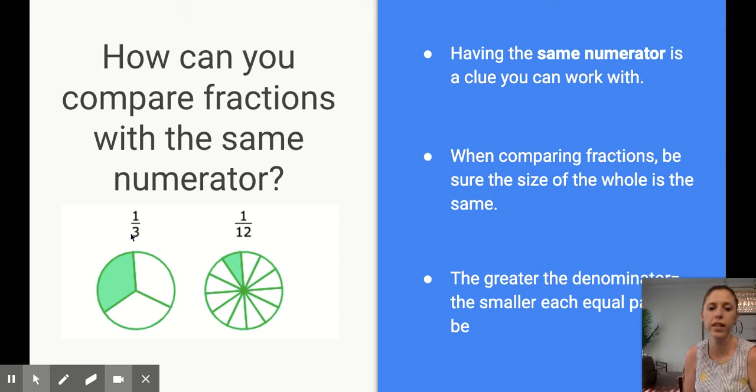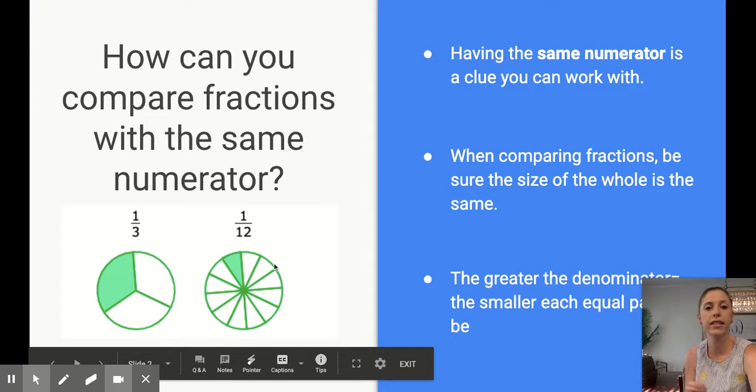A few things that you can keep in mind while comparing fractions with the same numerator. First and foremost, having the same numerator is a clue that we can work with. So the top number, our numerator, is a clue that we can work with. And when comparing our fractions, we need to make sure that the size of the whole is the same size, so that we can effectively compare our equal parts.